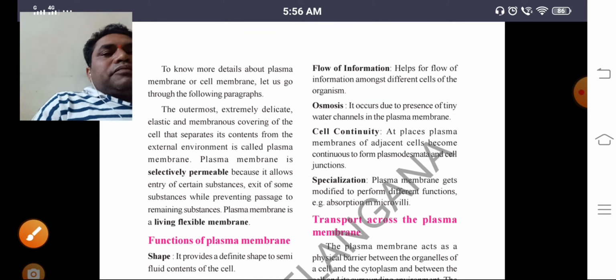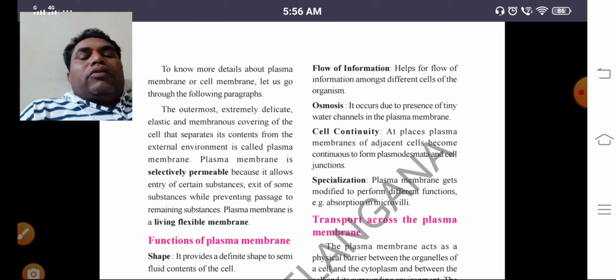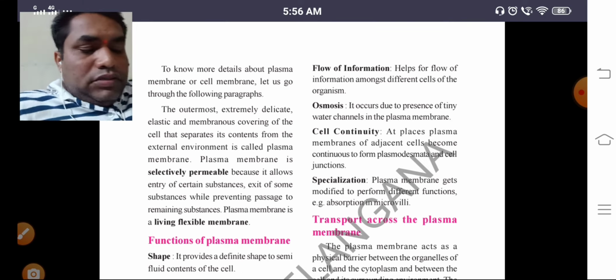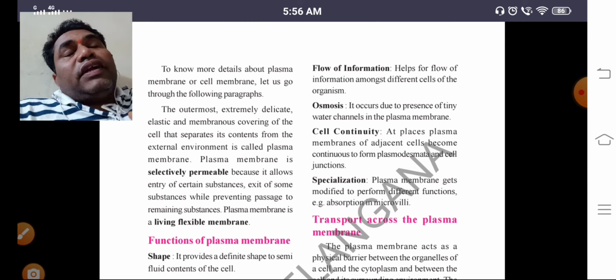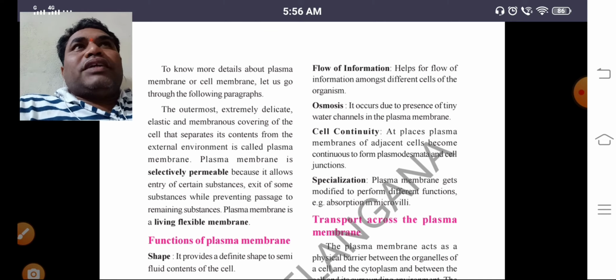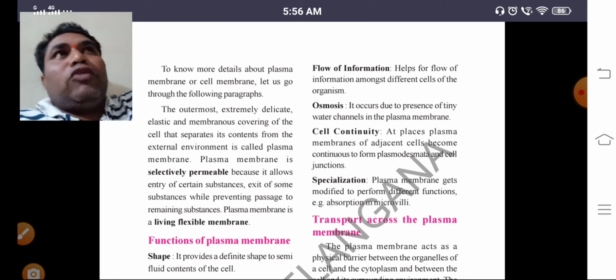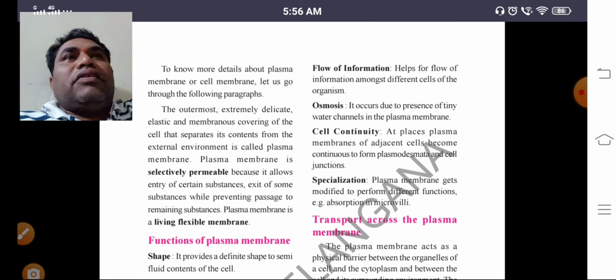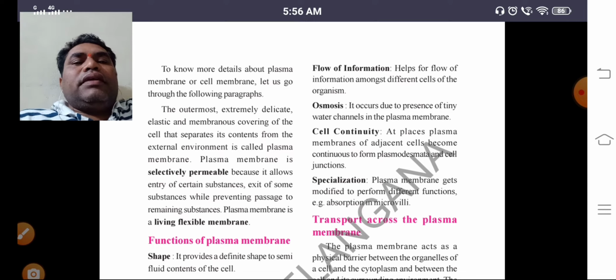So why is it called selectively permeable? Because the plasma membrane permits some of the materials to pass through it, not all materials. Because it selects what passes through it, it is called a selectively permeable membrane. So the plasma membrane is a living flexible membrane.